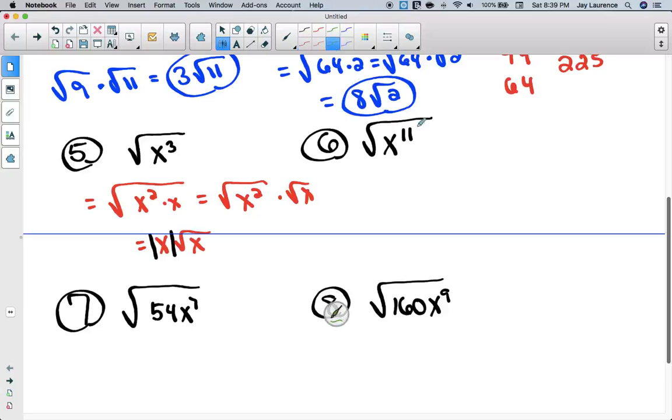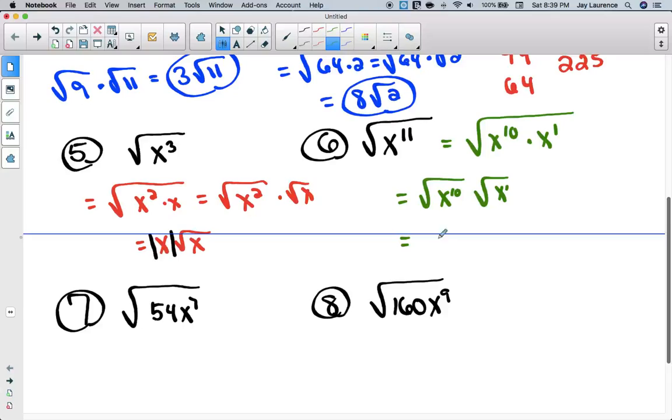Okay. And so here I'm going to get rad of x to the 10th times x to the first, and that's going to be the same as rad x to the 10th, rad x to the first, and that's going to be x to the 5th and rad x, and again I'm going to sneak that into an absolute value right there.